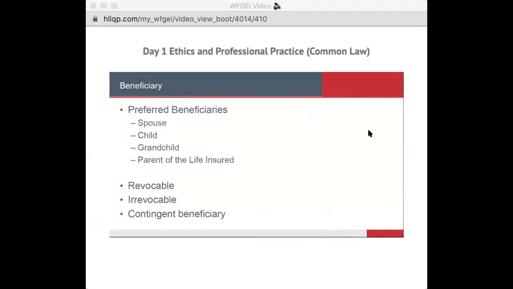If I leave anybody outside of the preferred, so my brother, my sister, my uncles, my cousins, and all that sort of thing, they are not protected. These are the only ones that are protected. Whether I name them revocable or irrevocable doesn't really matter, they are protected.